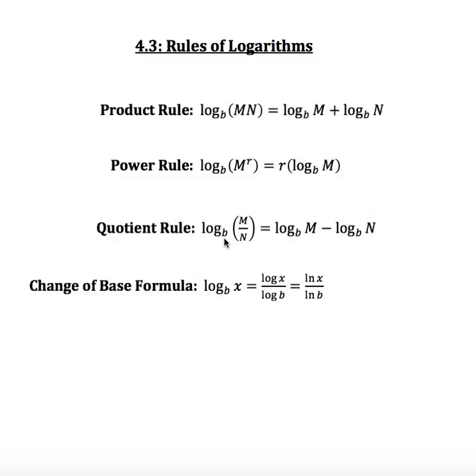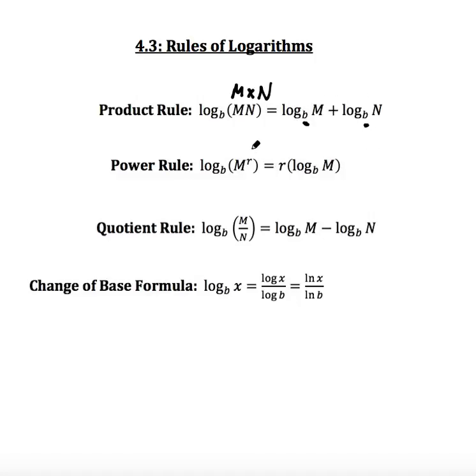So we have the product rule, which means if you're taking the log of 2 things being multiplied, so in this case we have m times n. If you have 2 things being multiplied, you can separate the logs. They're still going to have the same base, but we're going to use addition. So you can separate them into 2 logs using addition.